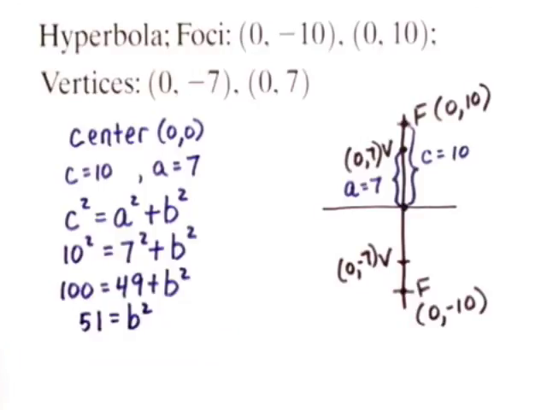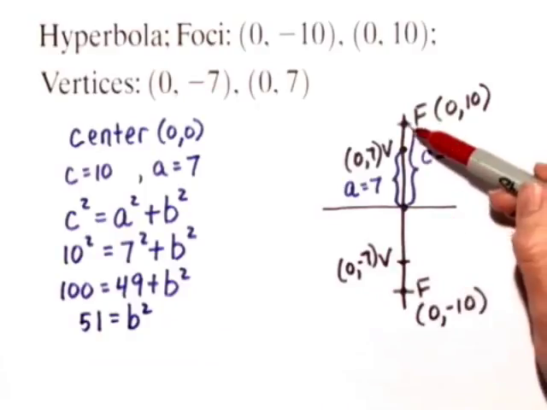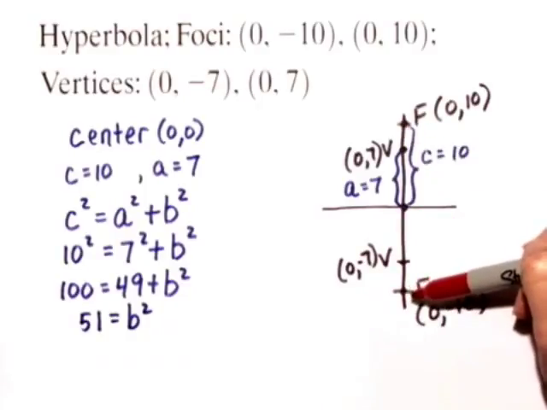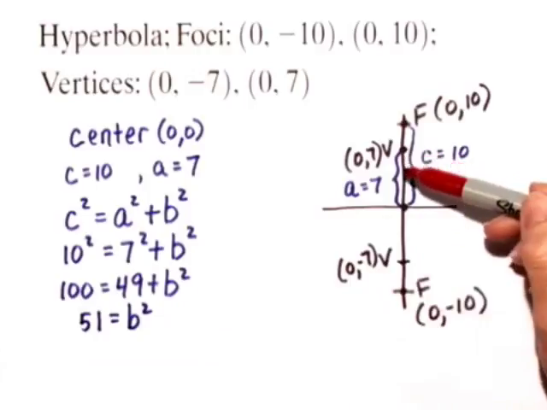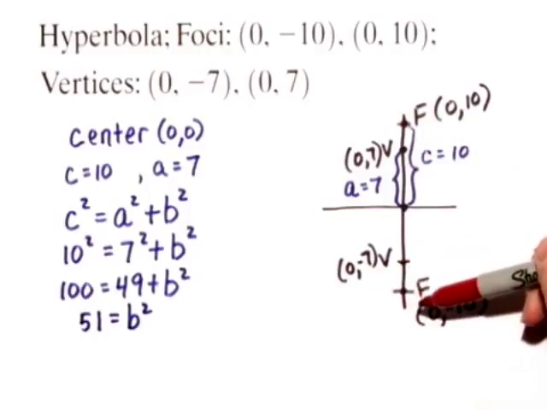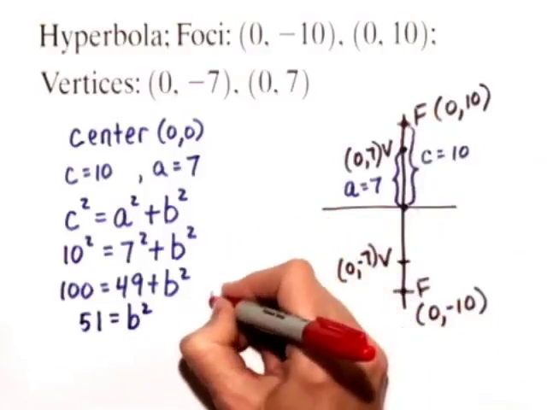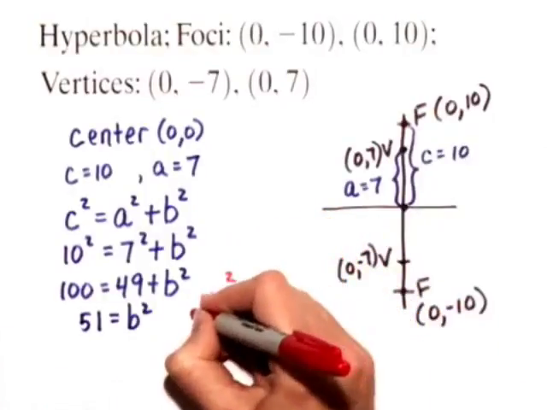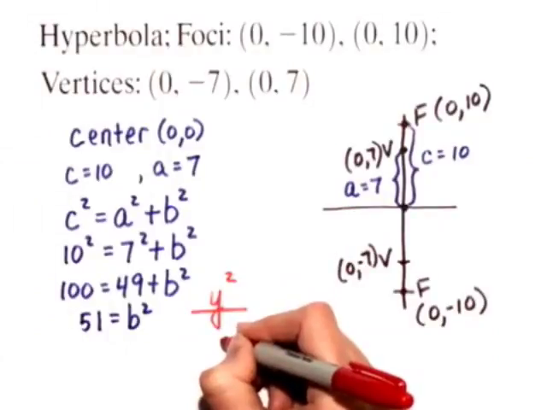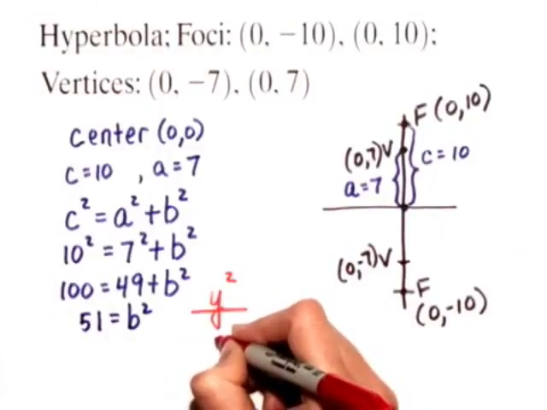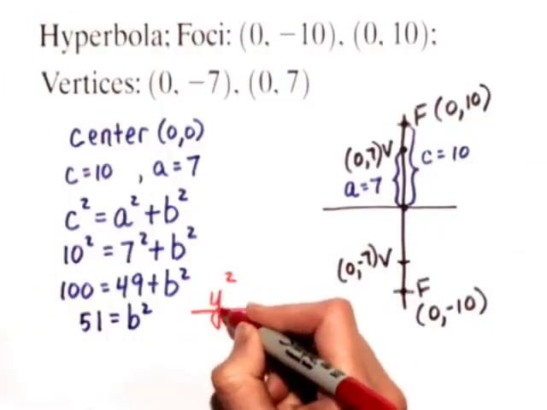of this hyperbola. We know that the y squared term will come first because the transverse axis is the y-axis. The transverse axis always has the vertices and the foci on it. So the y squared will come first in this case, and our equation will be y squared over a squared, which always comes first in a hyperbola under the positive term.